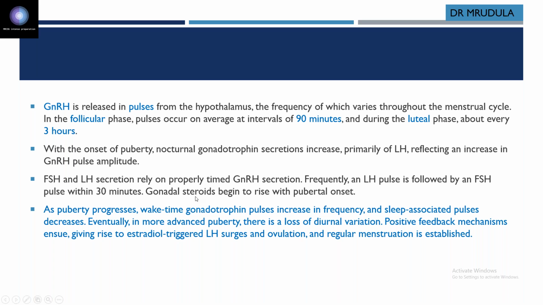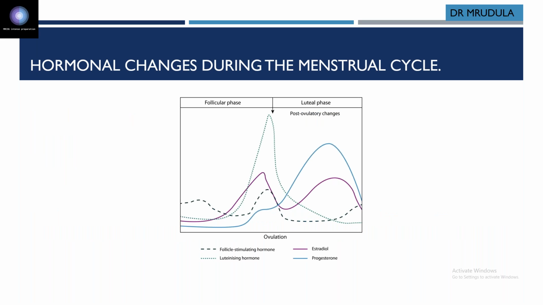The gonadal steroids, that is estrogen and progesterone, begin to rise with the pubertal onset. As I told you, before puberty there is mostly nocturnal gonadotropin secretion. After puberty, wake time gonadotropin pulses increase in frequency, and sleep associated pulses decrease. In more advanced puberty, there is loss of this diurnal variation, and the positive feedback mechanism of gonadotropin gives rise to the estradiol triggered LH surge and ovulation, and then regular menstruation is established.